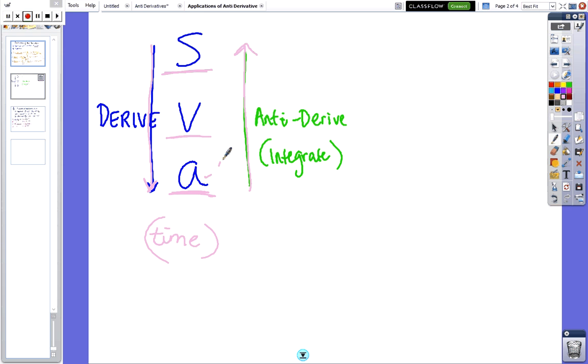So if we want to go from A to V, we integrate. We can't go from A to S directly. We've got to go from A to V and then V to S. There's no connection between A and S. So let's have a look at an example. Copy that and come across.